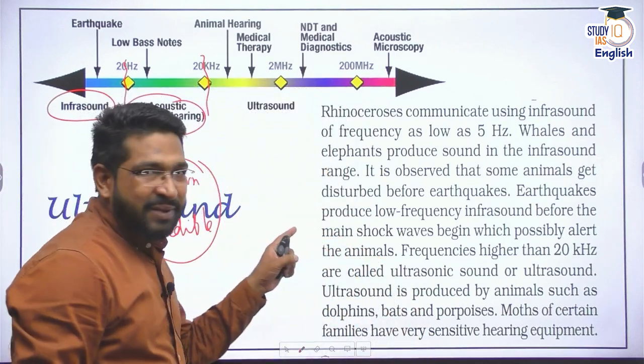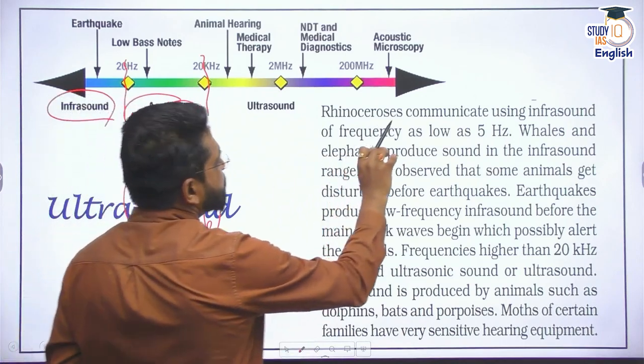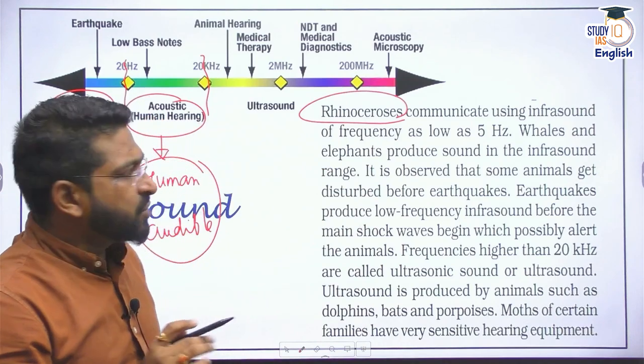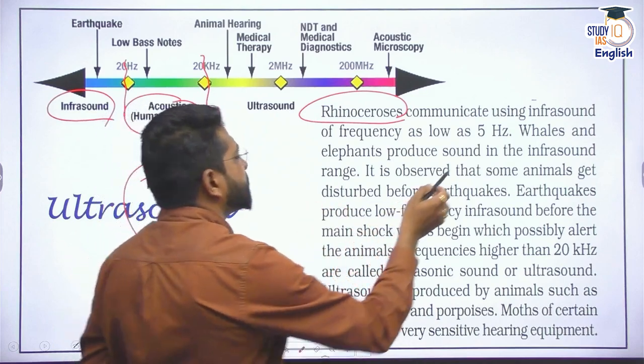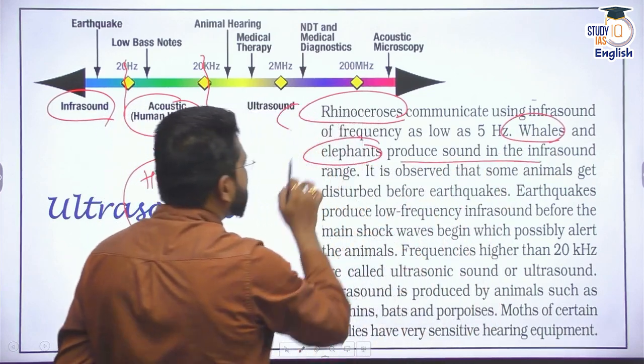All right. Now, apart from that, please remember, infrasound, very low frequency sound, is also produced by some animals. Rhinoceroses communicate using infrasound of around 5 hertz, as low as 5 hertz. Apart from rhinoceros, there are also some whales and some elephants that produce sound in the infrasound range.